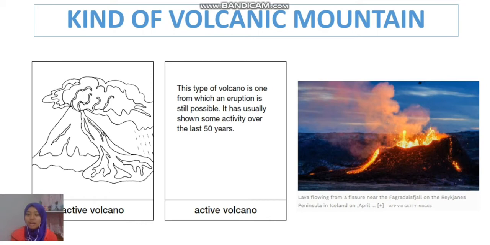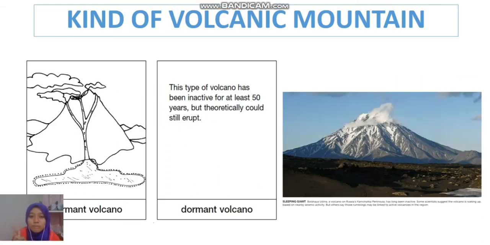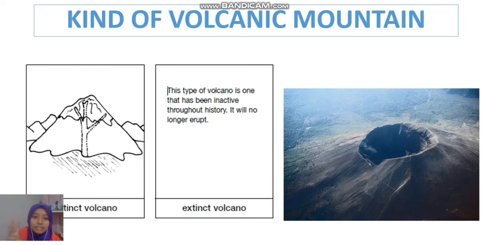Okay, so now I want to introduce to you the seven kinds of volcanic mountain. First one is an active volcano. It's a volcano that possibly erupts. Over the past 50 years, there has been some activity coming out from that volcano, so we call it an active volcano. Number 2, dormant volcano. A dormant volcano has been active within at least 50 years, but it still can erupt. We usually say it is a sleeping volcano. Number 3, extinct volcano. An extinct volcano is a volcano that is inactive, it has become history, and it will no longer erupt.